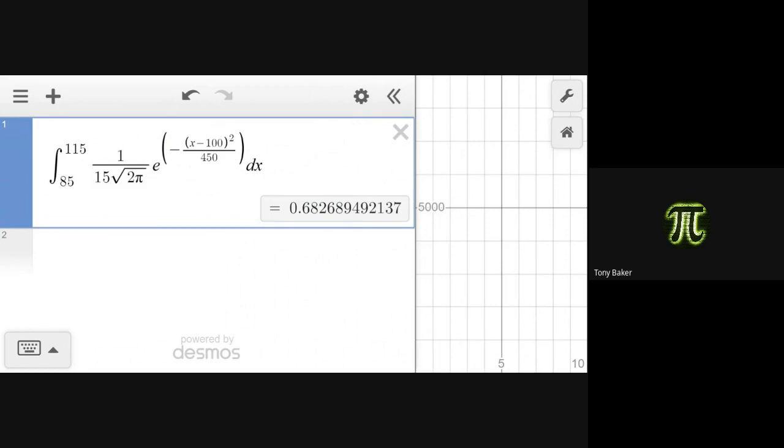All right, so here is the equation. It comes out to be 0.682 or 3, so just about 68%.